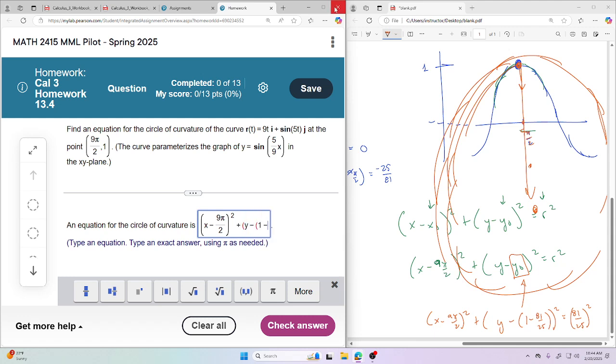And I'm gonna be a little silly. I want to see if it'll accept me being a little silly. Oh, no, no, no, no. Wrong place for a square. There we go.